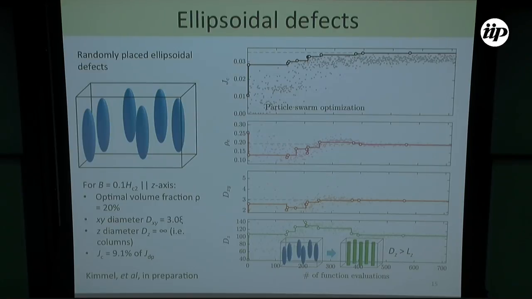So surprisingly, if you consider this under magnetic field applied in this direction, current applied in this direction, during the optimization process they evolve to columnar defects. So at the end, the diameter in the z direction is bigger than the system size all the time. So we end up with columnar defects with almost the same volume fraction as for spherical defects.